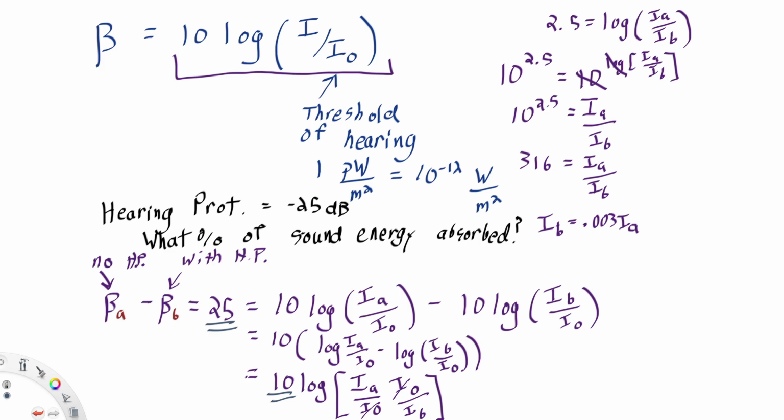Oh, you know what? Isaiah's right. The 0.003 is 0.3%, not 0.003%. So yeah, it'll block 99.7% of the sound energy. 25 decibel hearing protection earmuffs can be had for $12. So if you are doing anything loud, I strongly recommend you get a pair.